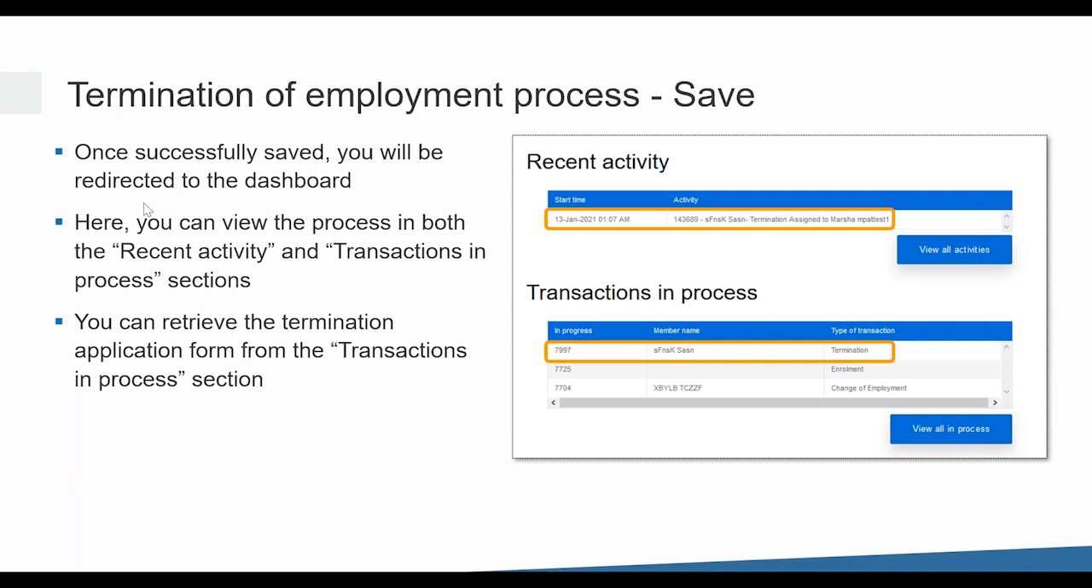Please note that the Recent Activity section will display your recent transactions, while the Transactions in Process section will display all the transactions made within your organization. You can retrieve the termination application you saved from the Transactions in Process section.